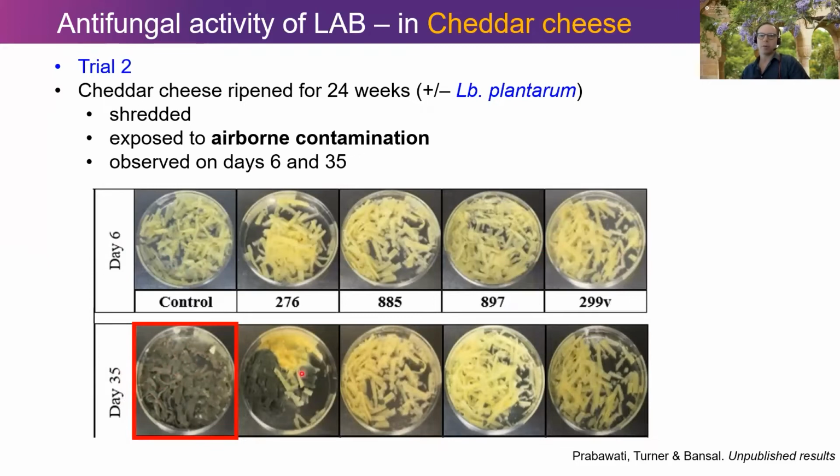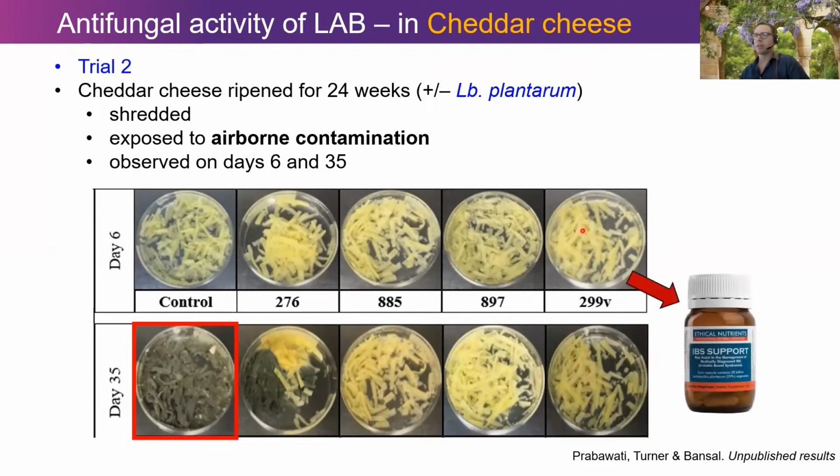the control was pretty furry, so was 276 plantarum. But these 3 other strains of plantarum, when added in the cheese, were able to still resist the growth of that natural mold contamination. This 299V strain here we actually got from a probiotic product. You can buy this in the supermarkets. So not only have we got an anti-fungal cheese here, we've got a probiotic cheese that has high numbers of probiotics. So we've got a win-win situation. We've just recently submitted this work for publication. So that's some of the biocontrol research that we've done.